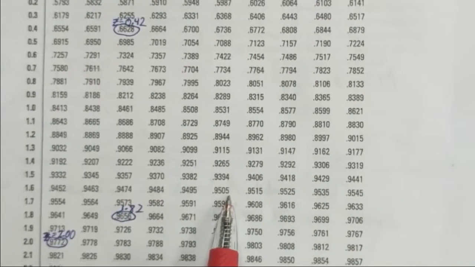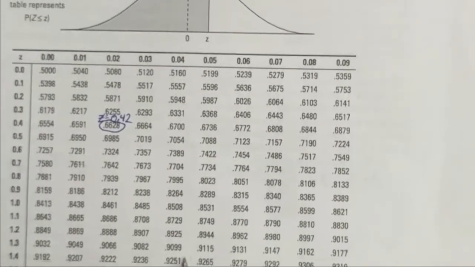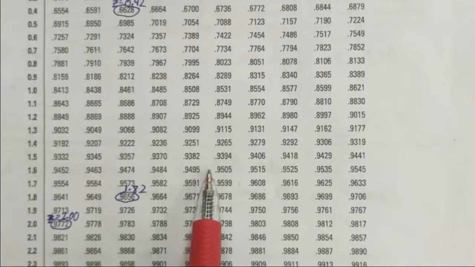Okay, so 0.95 is halfway between these, 1.64 or 1.65. We could just go halfway between them if we wanted, or I'll just go with 1.64.